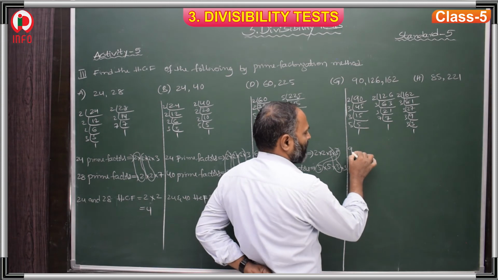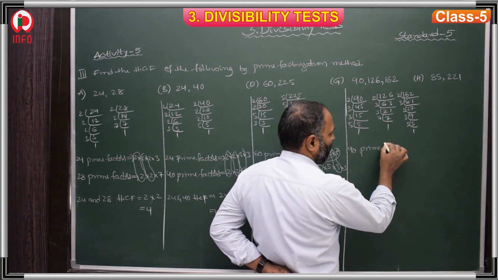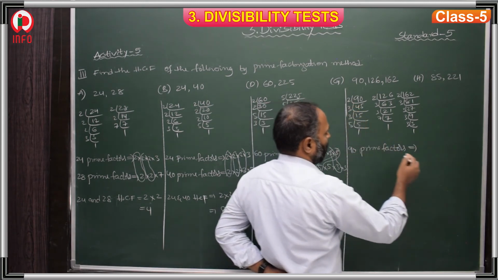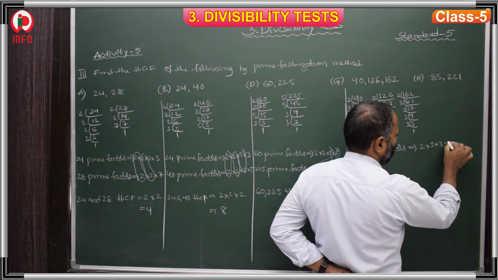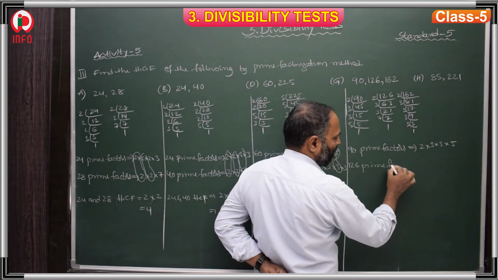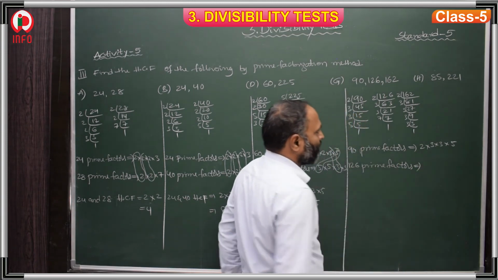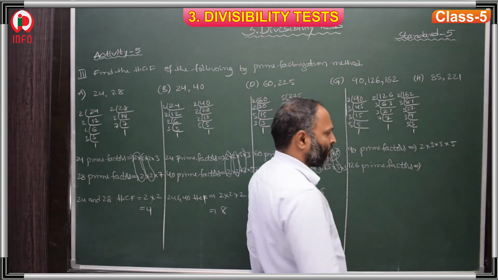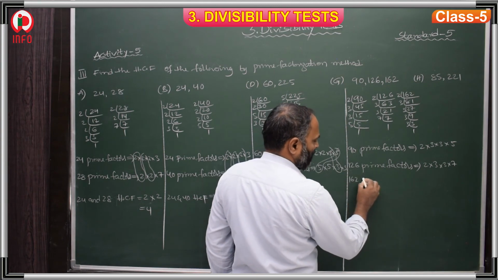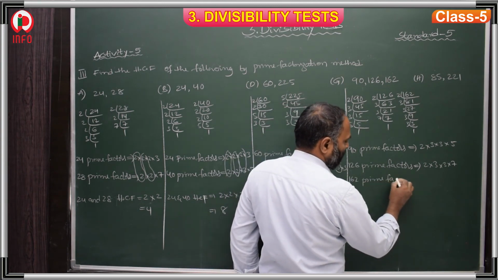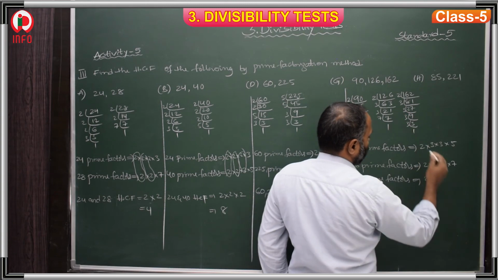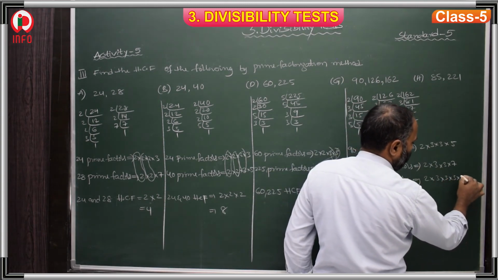Now 90 prime factors: 2 into 3 into 3 into 5. 126 prime factors: 2 into 3 into 3 into 7. 162 prime factors: 2 into 3 into 3 into 3 into 3, 3 four times.